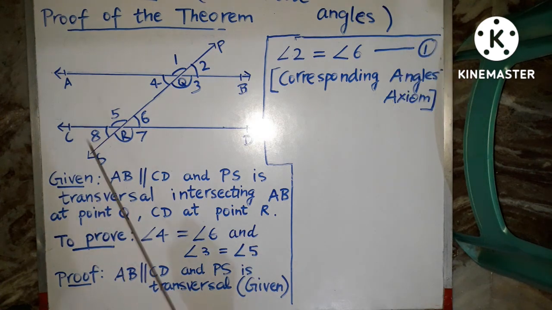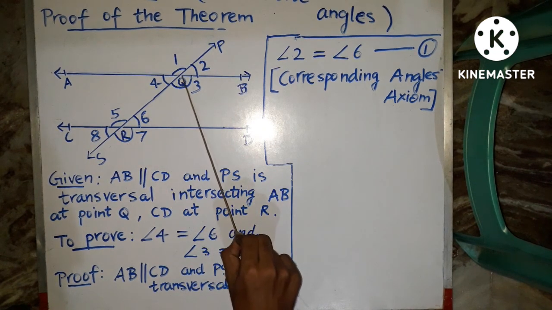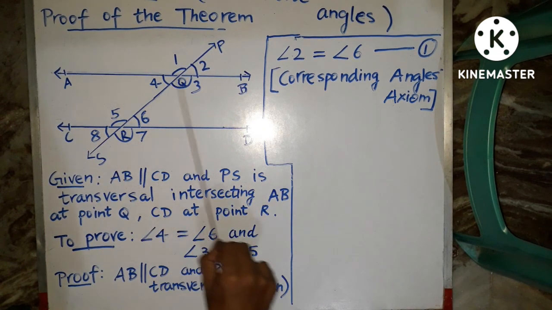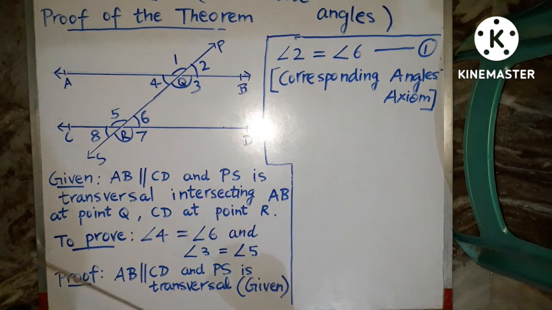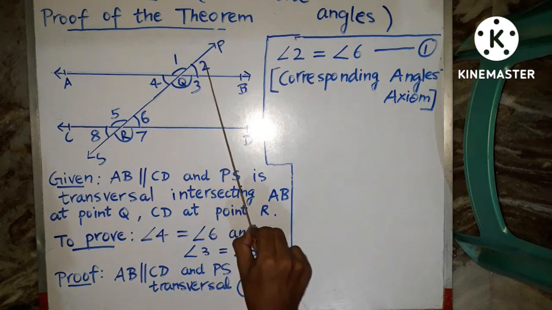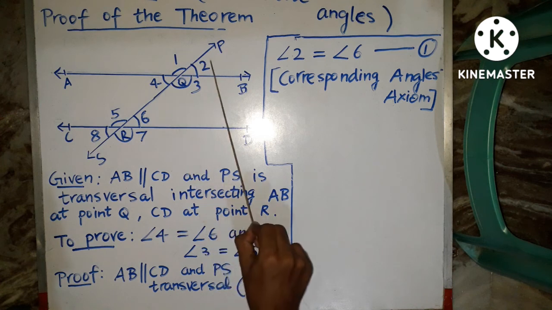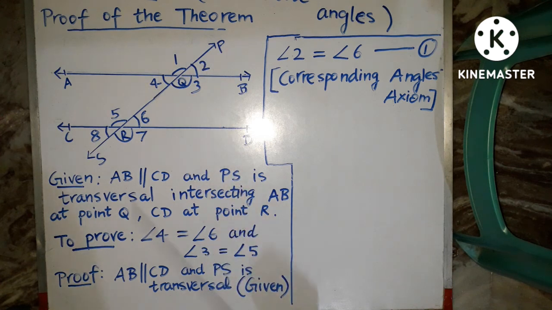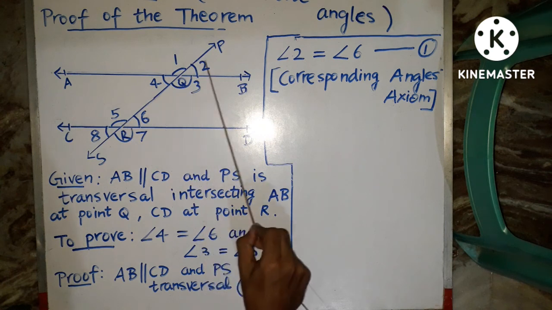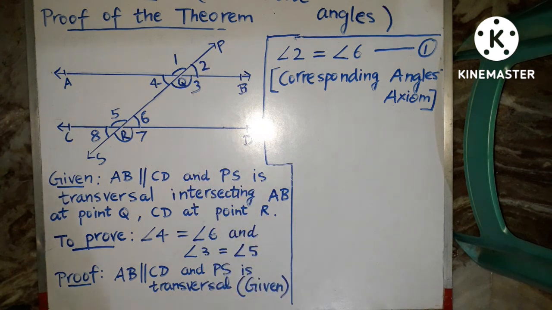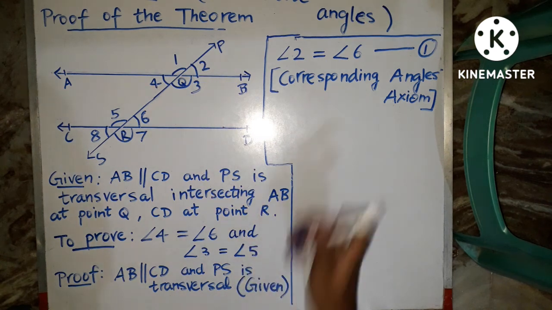Now we can see that line AB and line PR are intersecting at point Q. Then we know that the vertically opposite angles are equal. So angle 2 and angle 4 are a pair of vertically opposite angles. So when two lines intersect each other, then the vertically opposite angles are equal. So angle 2 will be equal to angle 4.